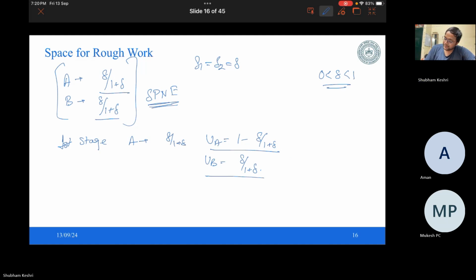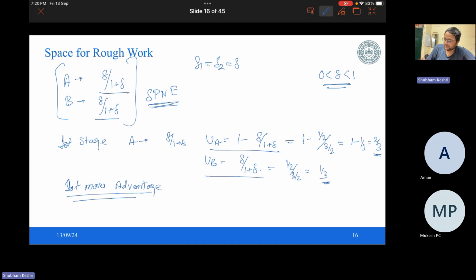Now if delta is strictly less than 1, take any value. Suppose it is 0.5. So if it is 0.5, you will have 1 by 1 plus 0.5, which is 1 by 1.5, which is 2/3. And over here, it will be 0.5 by 1.5, which will be 1/3. So you see, A's utility is more than B's utility. So this is known as the first mover advantage. Whoever plays first will get a higher utility, and this is because of this delta being less than 1.